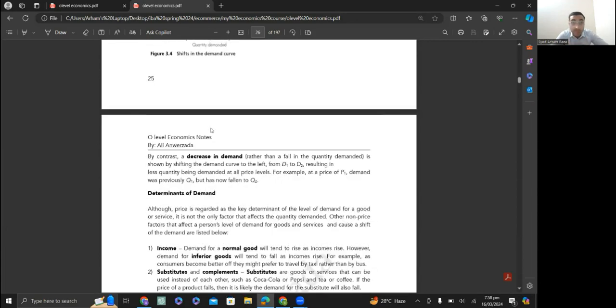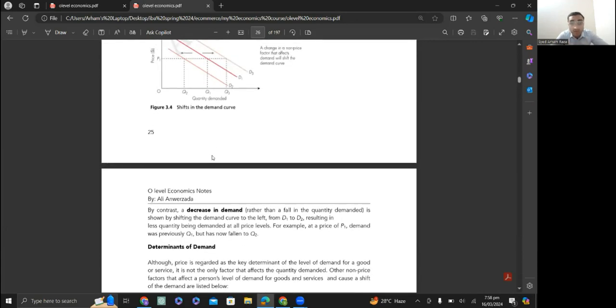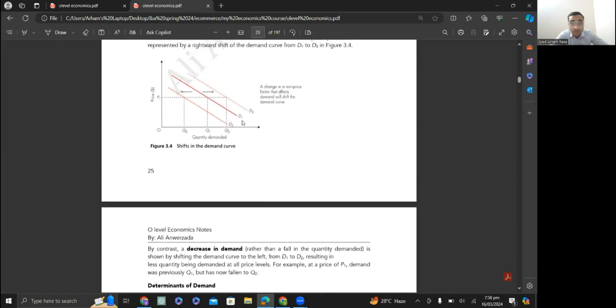Now, a decrease in demand similarly will lead to a downward shift or a leftward shift in the demand curve. Here it is denoted by D1 to D2, a leftward shift in the demand curve. So we can see that at the same price level, the customer will now demand fewer goods.